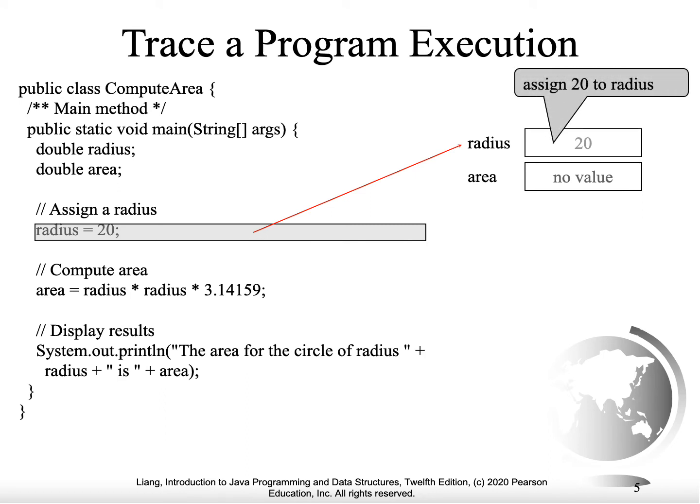This line of code represents an assignment statement in Java. The assignment operator is the equal sign. What the equal sign does is it takes the value on the right-hand side of the assignment operator, the equal sign, and places it into the memory location on the left-hand side of the equal sign, the assignment operator. In this case, we will be taking the value 20 and placing it into the memory location that we created and called radius.